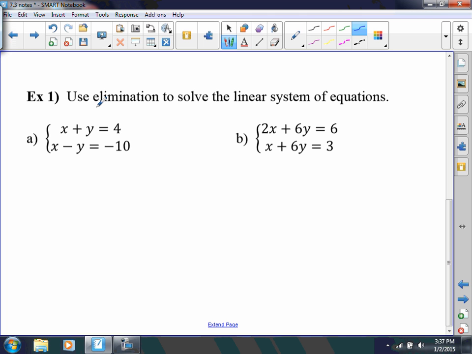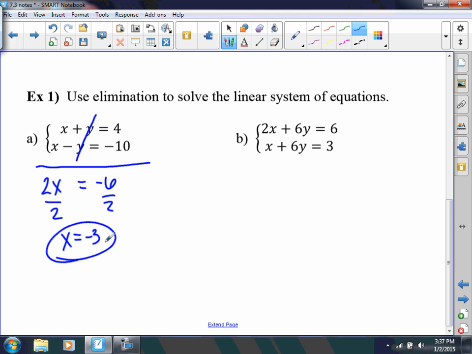So this first problem is pretty straightforward. We don't have to rearrange anything. We don't have to multiply by anything. We can just add them up. So I have 1x plus 1x is 2x. 1y minus 1y is nothing. Y's are gone. And then 4 minus 10, that's negative 6. So now I have 2x equals negative 6. So when I divide by 2, x is going to be negative 3. Look at that. I did 2 steps and I have half of my solution already.